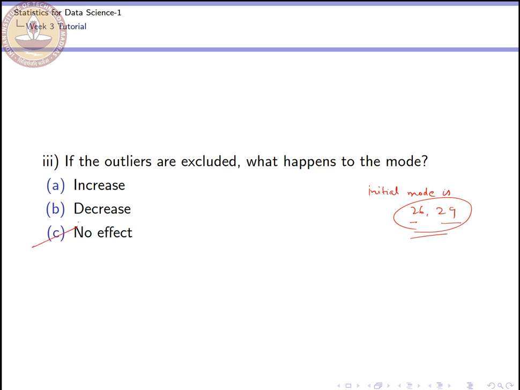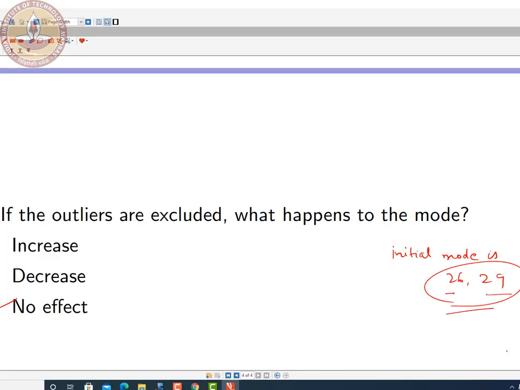That means no effect. And this completes our topic, how outliers affect the mean, median and mode when they are present in the data set and when they are not present in the data set. Thank you.